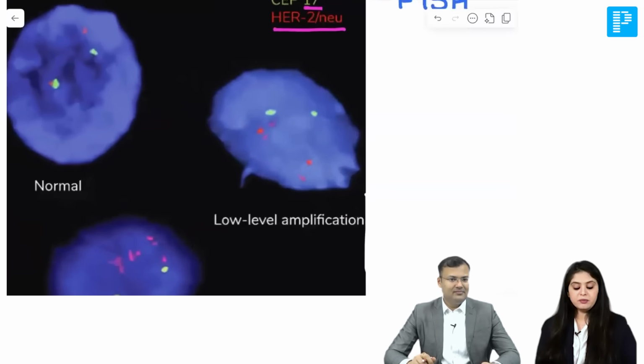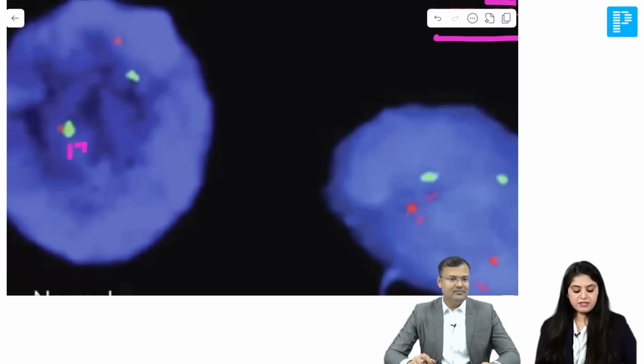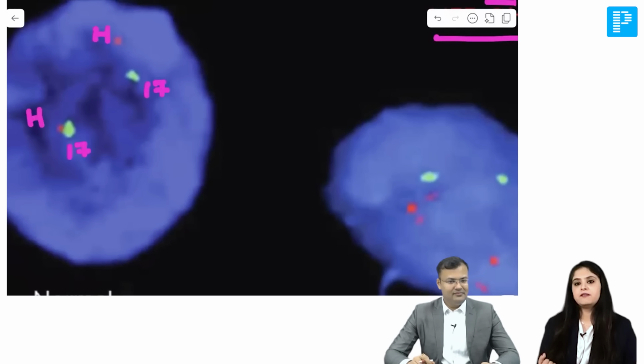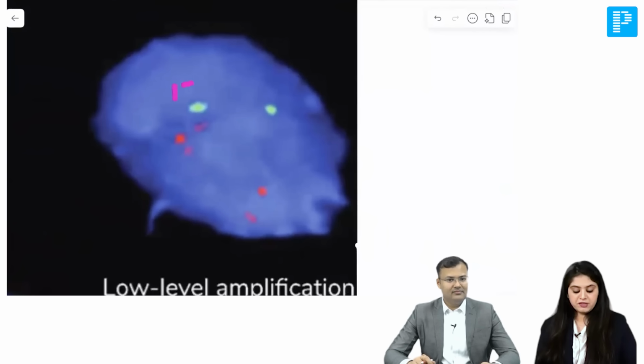Let me look at a normal cell. We all know that we have two chromosome 17s as a pair. So I can see two green colors. If there are two 17s, there must be two HER2 neus. So I can see two red color signals. I mean, that's a pretty obvious situation. I'll have two chromosomes and I will have two HER2 neu genes. But now let's look at this female over here. The chromosome 17s are still two in number like any normal person.